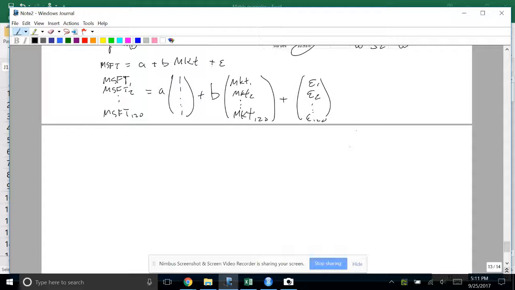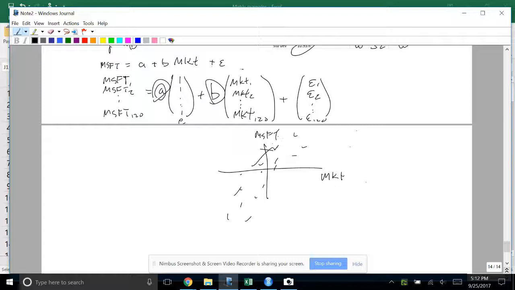All right, so what we have is some scalars multiplied by a column vector of ones, a column vector of market returns, and these errors. So what we want to do is solve for the A and B such that we're extracting all possible information about the market excess returns and Microsoft. So we've got these 120 dots here, and we want to find the line of best fit, which has a slope, the beta, and some sort of intercept, the alpha. So we want to estimate alpha and beta.